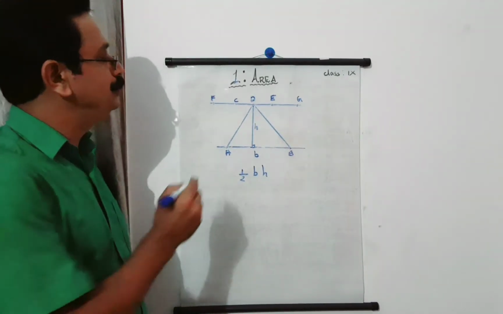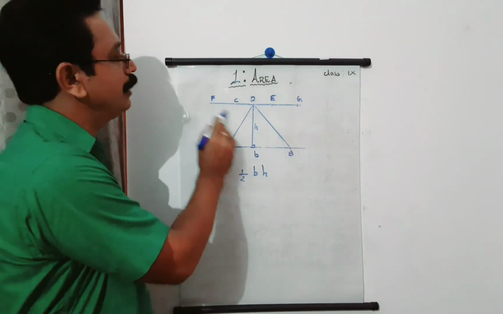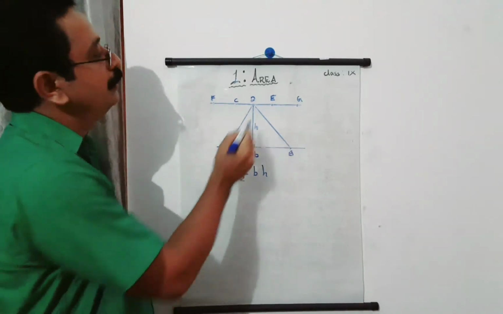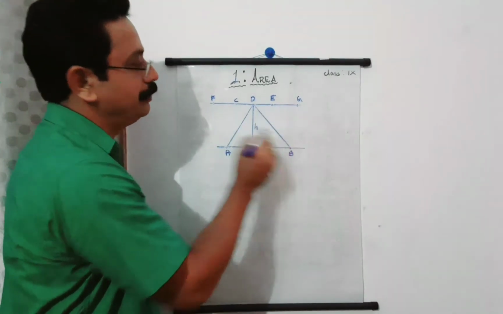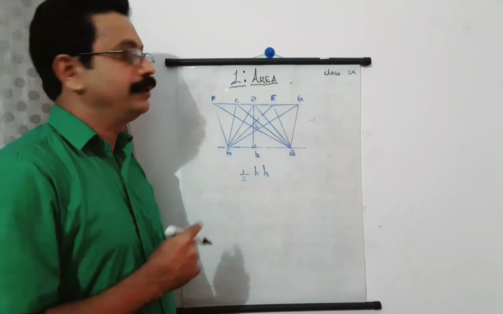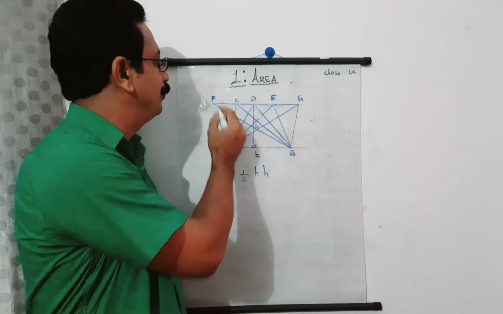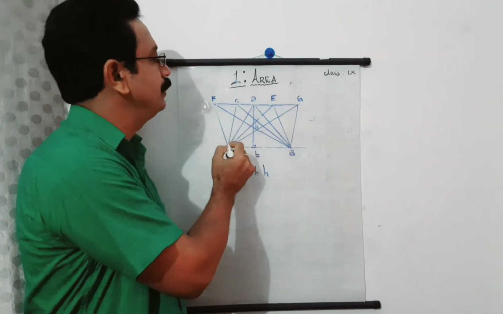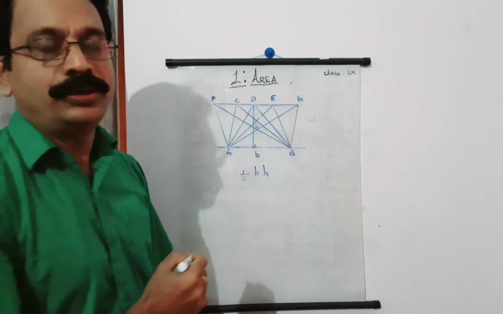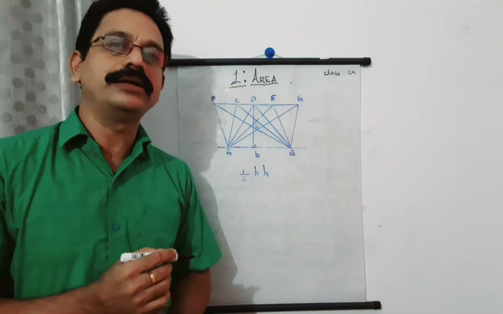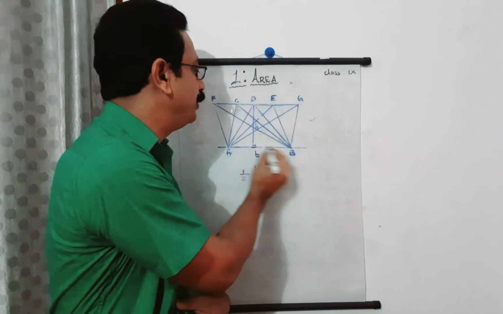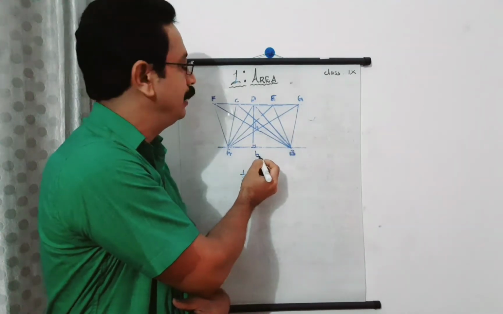Now I'm going to join F to A and F to B, C to A and C to B, E to A and E to B, G to A and G to B. We are getting triangles ABF, ABC, ABE and ABG. What is special about all these triangles? They all have equal base AB, which has length b.